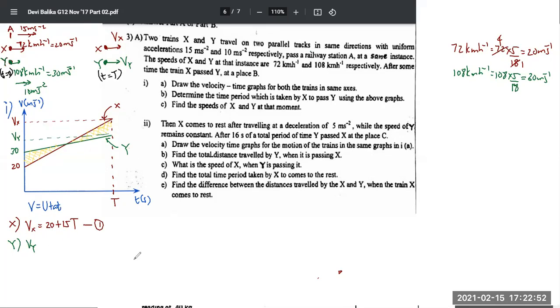So Vy, what is Vy now? Vy is going to be 30 plus 10t. That is the second equation. Okay, fine. So what's the plan? How are we going to do it? When their speeds become equal, definitely time has to be t by 2.